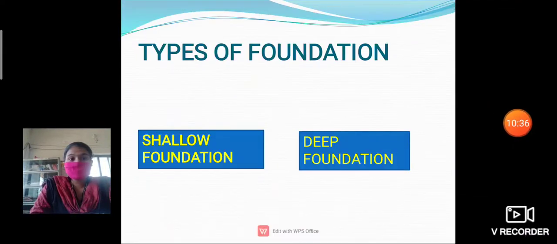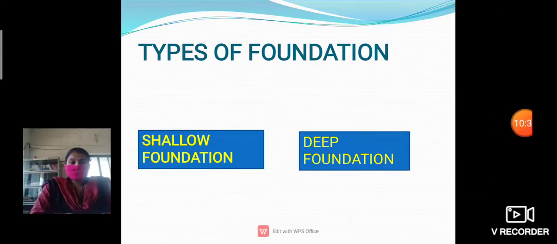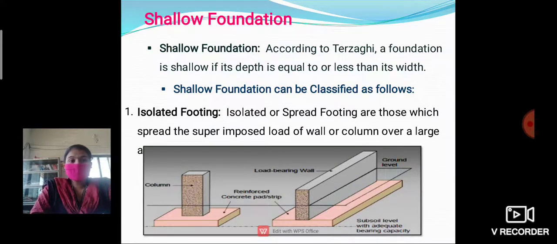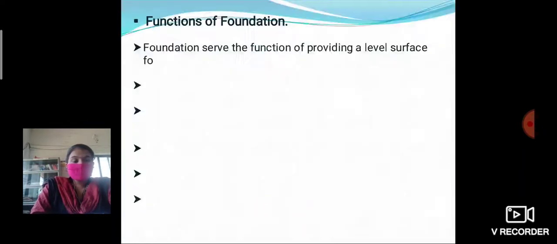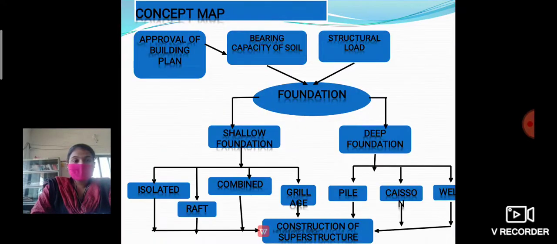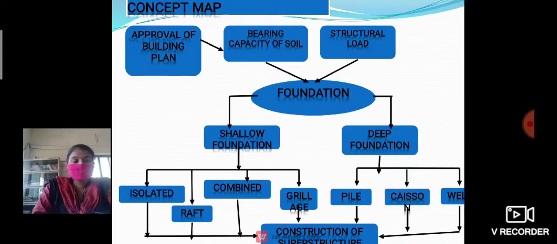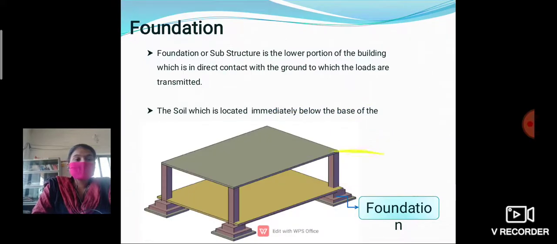And next, these are the types of foundation: shallow foundation and deep foundation. These are the two types of foundation. What is contained in the shallow foundation? That I will tell you in that sketch. This map is the main thing for you. This is the concept map, and it is very important. Here we understand shallow foundation and its types, deep foundation and its types. So we are going to the next topic.